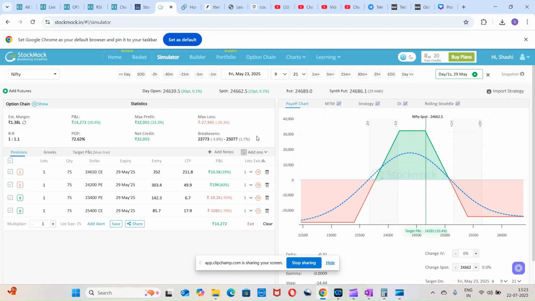Okay, so that's it, guys, for today. This is the short strangle positional strategy we discussed on monthly basis. We have deployed it on Nifty and saw the results. We did do some hedging and also saw the results. Okay, so that's it for today.